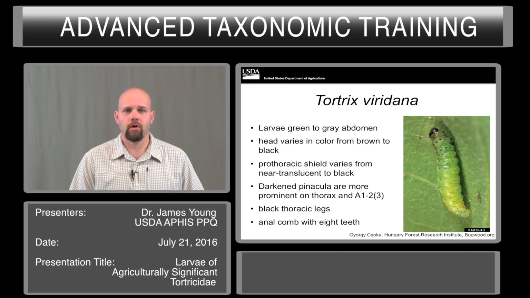The larvae are green to gray. The head color does vary greatly. There are darkened pinacula, and the thoracic legs are typically black. And it has an anal comb with 8 teeth. According to the literature, it always has 8 teeth, which is unusual. Many other species have a range in the number of teeth on the comb. This one appears to be fairly static.